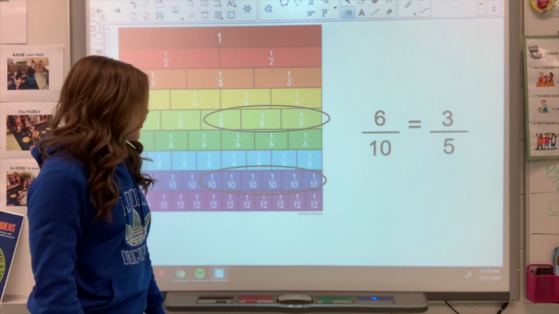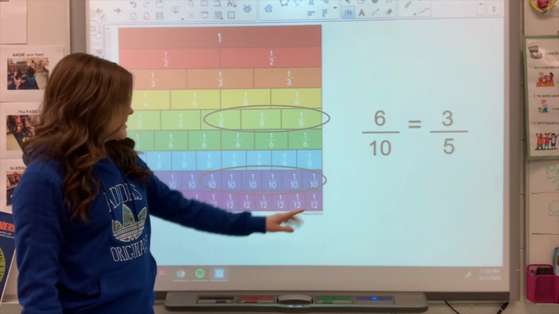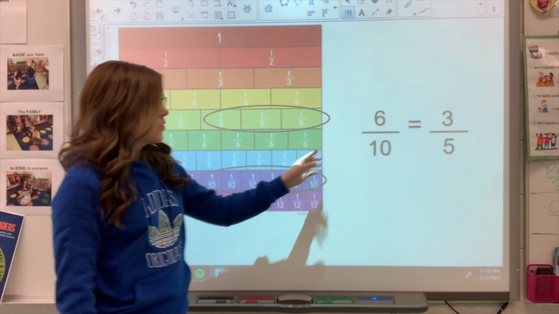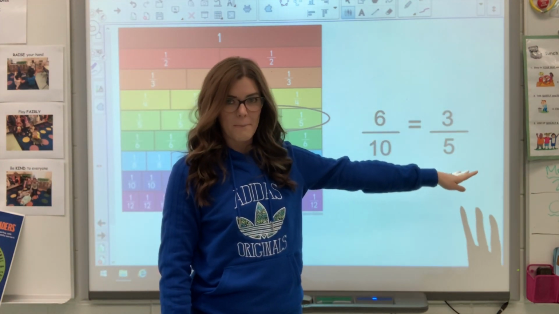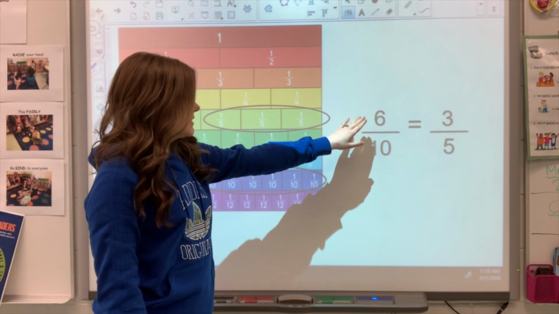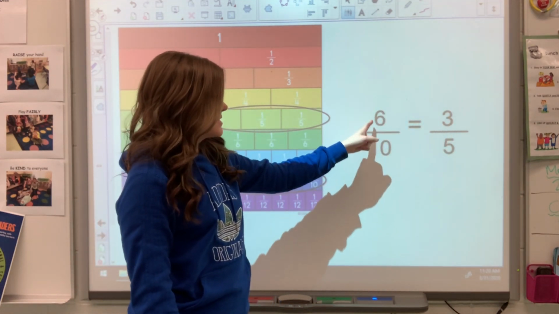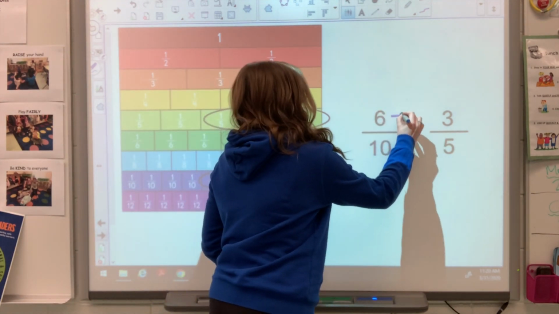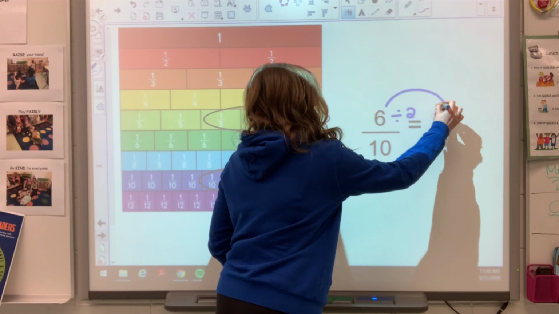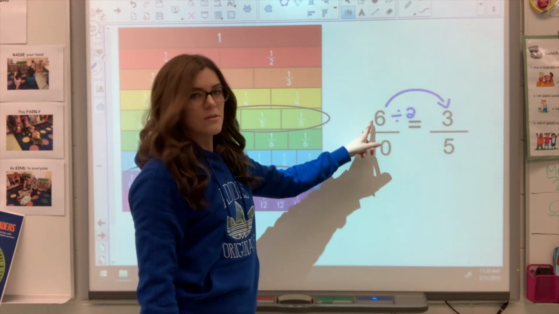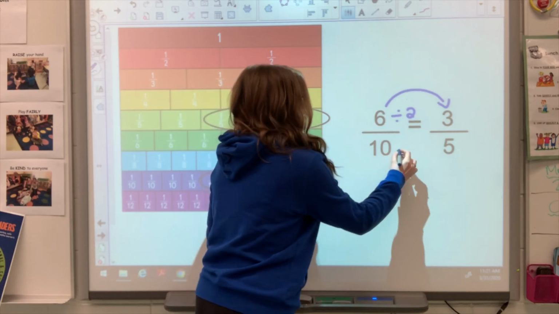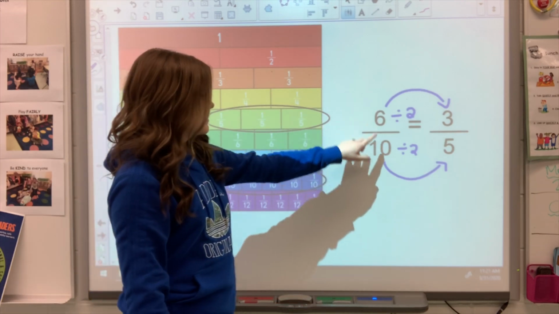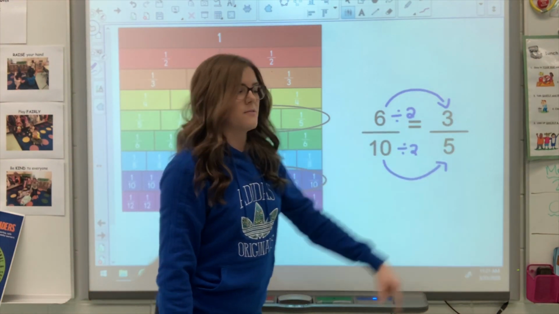Okay, the next one we're going to do is we're going to be comparing 6/10 to 3/5. But this time, we're going to use division to get there. We're going to go backwards, okay? So let's start with the numerator. How did I get from 6 to 3? What did I have to divide 6 by? Well, if I divide 6 by 2, I get to 3. Now remember, whatever we do to the numerator, we have to do to the denominator. So we all know that 10 divided by 2 is 5. So that is how 6/10 is equal to 3/5.